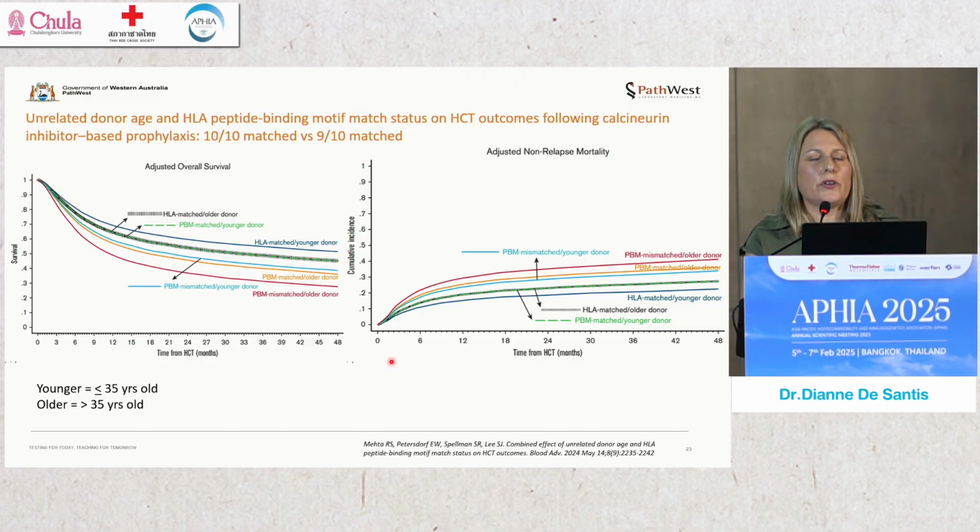So in a multivariate analysis, the hazards of overall mortality increased in a stepwise fashion from HLA matched younger donor to HLA matched older donor, and PBM matched younger donor to PBM mismatched younger donor to PBM matched older donor, and finally PBM mismatched older donor. So selecting a younger donor seems to negate the detrimental effect of the HLA PBM mismatching, and similar patterns were observed for non-relapse related mortality.